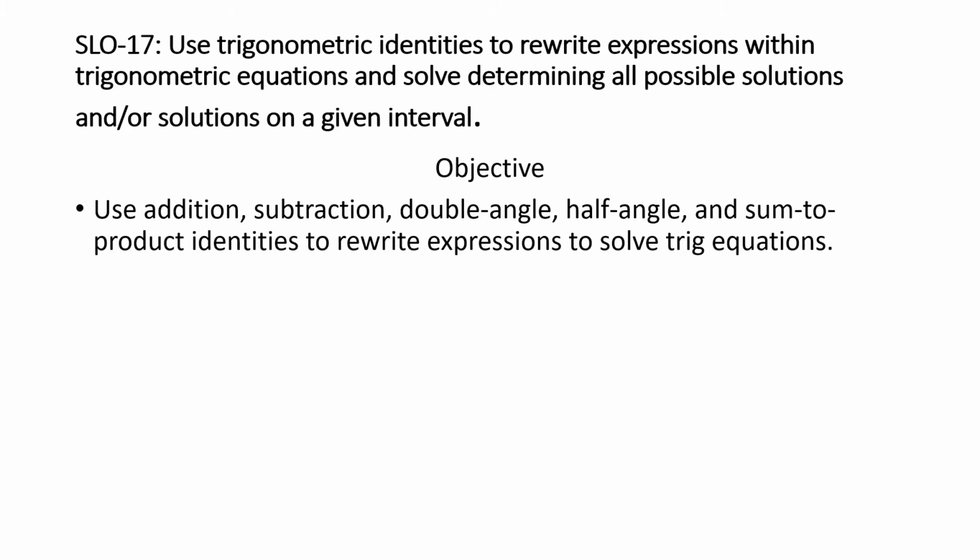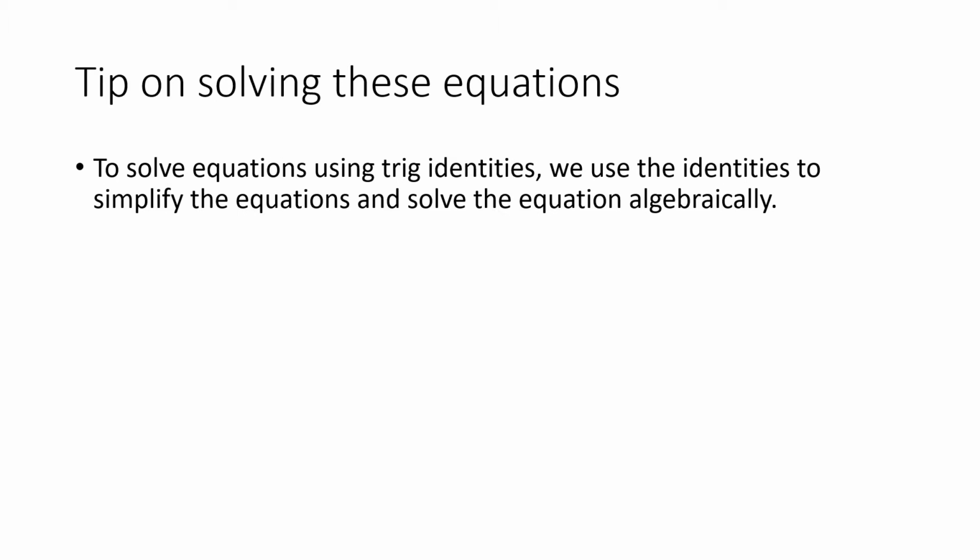The SLO used here is SLO-17, which says we should use trigonometric identities to rewrite expressions within trigonometric equations and solve, determining all possible solutions and/or solutions on a given interval. So the objective here is to use the addition, subtraction, double angle, half angle, and sum to product identities to rewrite expressions to solve trig equations. A tip to solve this equation is to use the trig identities to simplify the equations and then solve the equations algebraically.